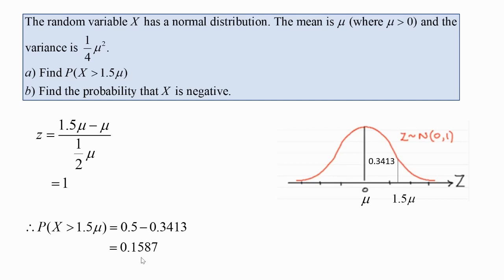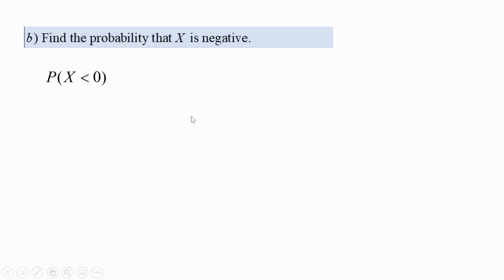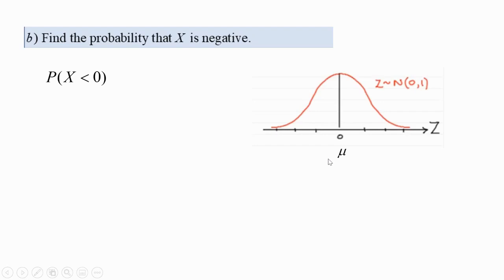The next question: find the probability that x is negative. That might throw you a tiny bit as well. The probability that x is negative means you're looking for the probability that x is less than 0. They have told us that mu is greater than 0, which means that 0 must be on the left-hand side. So anywhere on the left-hand side, I put my 0, and I'm looking for the area on this side of 0. So I go z equals 0 minus mu over my standard deviation, and I get a z-score of minus 2.